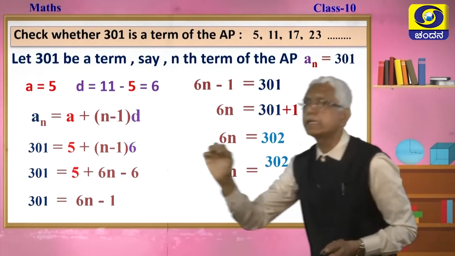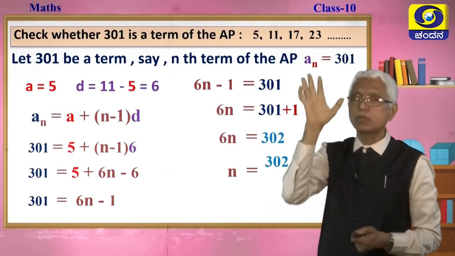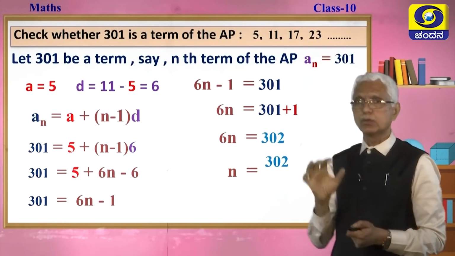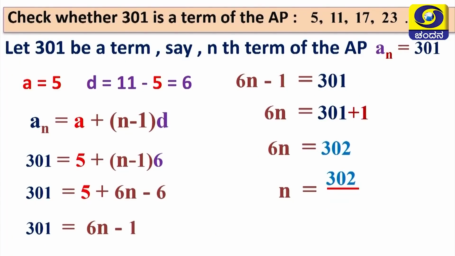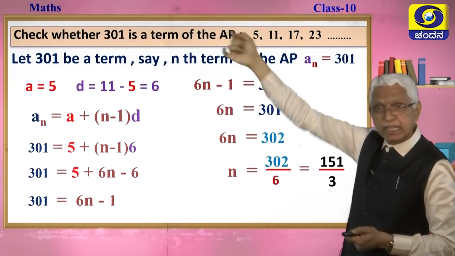Many children would write it as minus 6. Please remember, it is a product 6 into n. So, if it is 6 into n, 302, n is 302 divided by 6. Divide, let us see what happens. Correct? You get 151 divided by 3. Correct? What is this n? It is the number of terms.